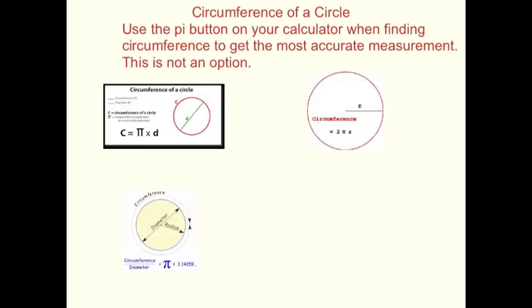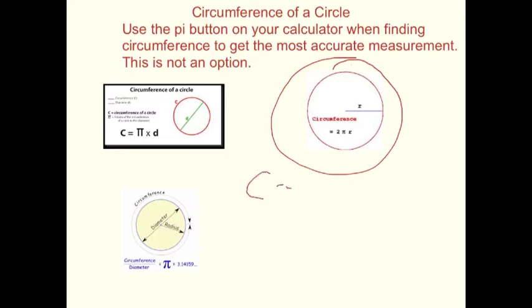So in this slide, it's just talking about circumference, and the circumference of the circle is how far around the circle. So it's basically like the perimeter of a circle. And there are 2 different formulas. Well, they're not different. They're the same, but they're just represented by different things.